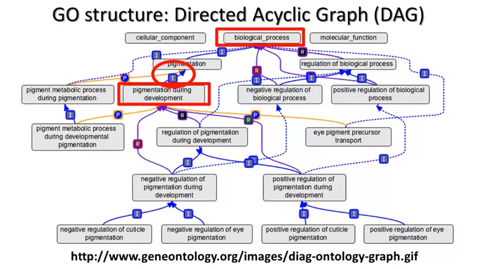For example, pigmentation is a special kind of pigment. Pigmentation during development is a special kind of pigmentation. So you see, this is an edge pointing towards pigmentation. The graph is directed because the edges or relationships have directions, such as A is part of B, in which case B cannot be part of A. The graph is acyclic because all the edges point towards the root, so they cannot form loops.